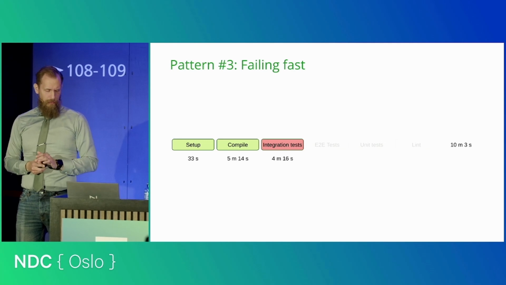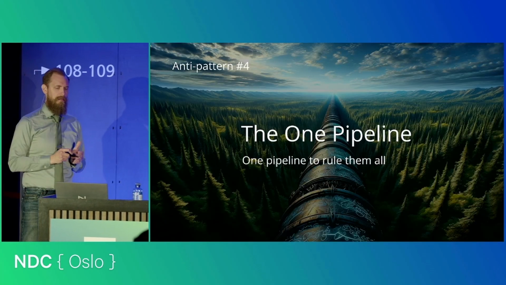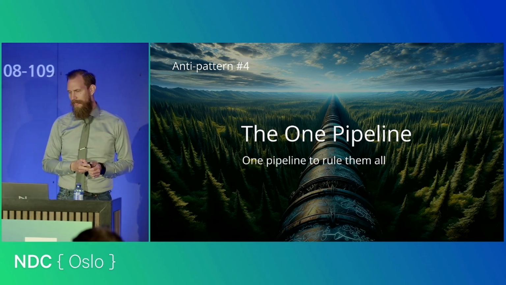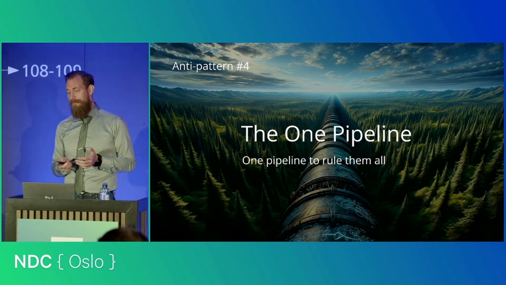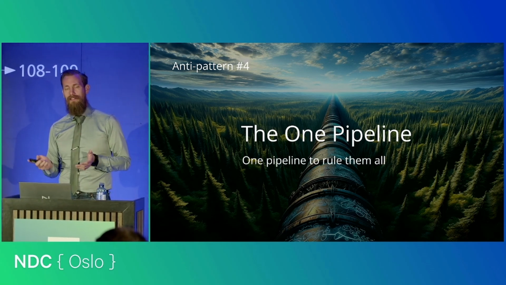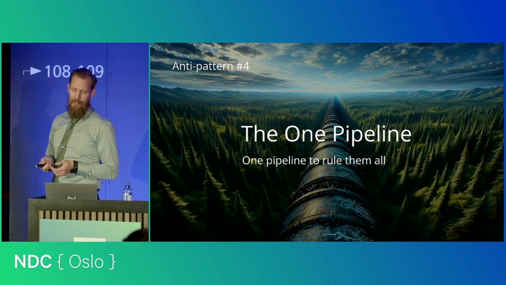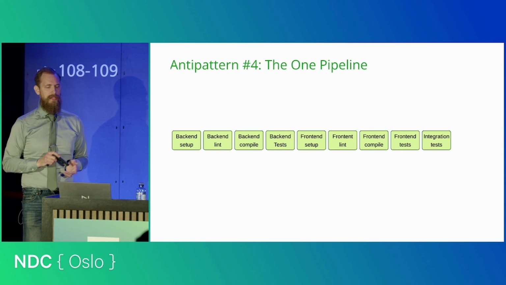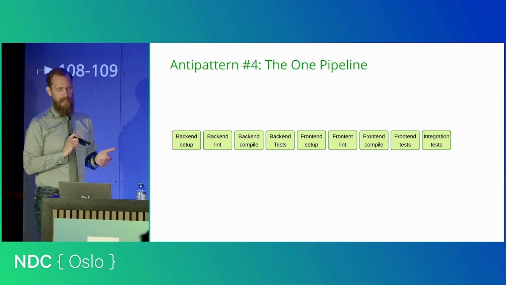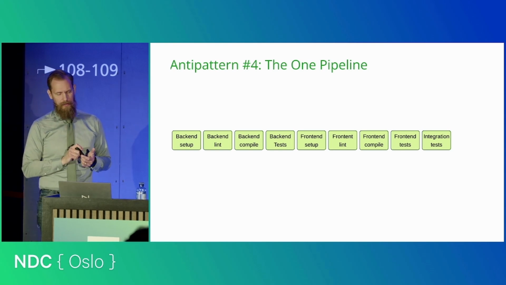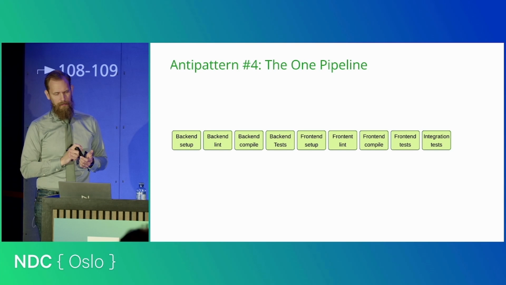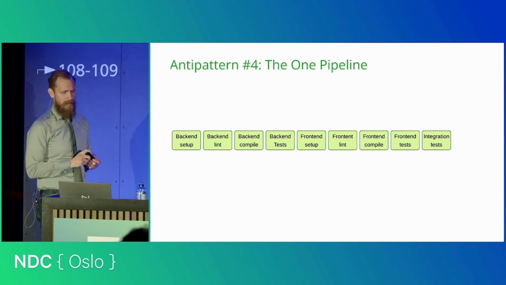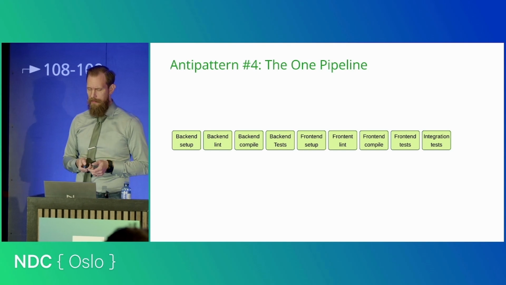Moving on to anti-pattern number 4, the one pipeline. One pipeline to rule them all, one pipeline to bind them. And this is where you have just one pipeline that does everything for you in sequence. Might look like this. This is an example pipeline for any project.